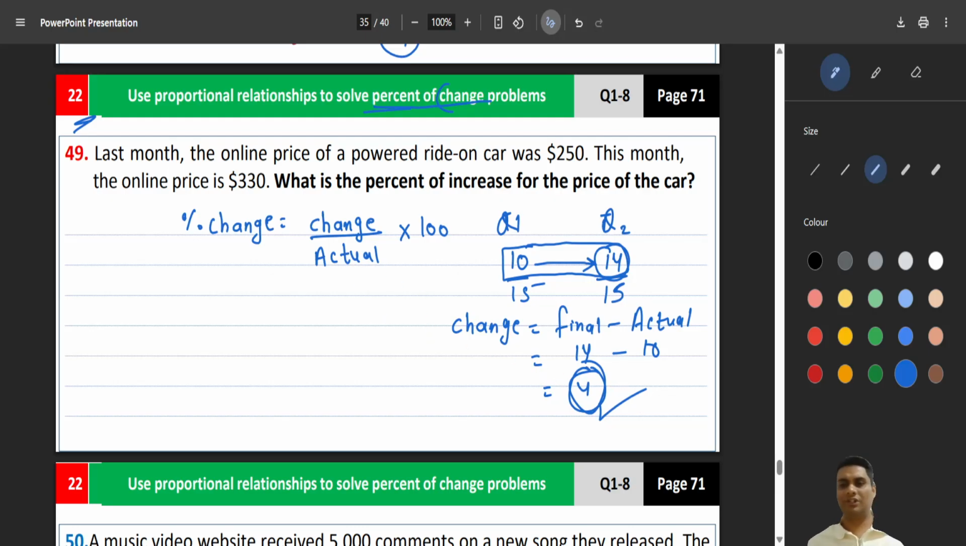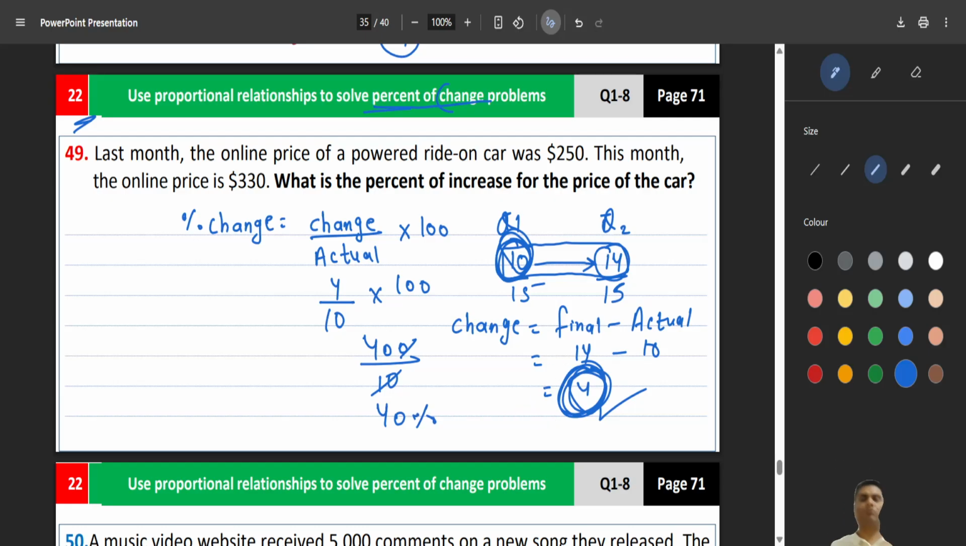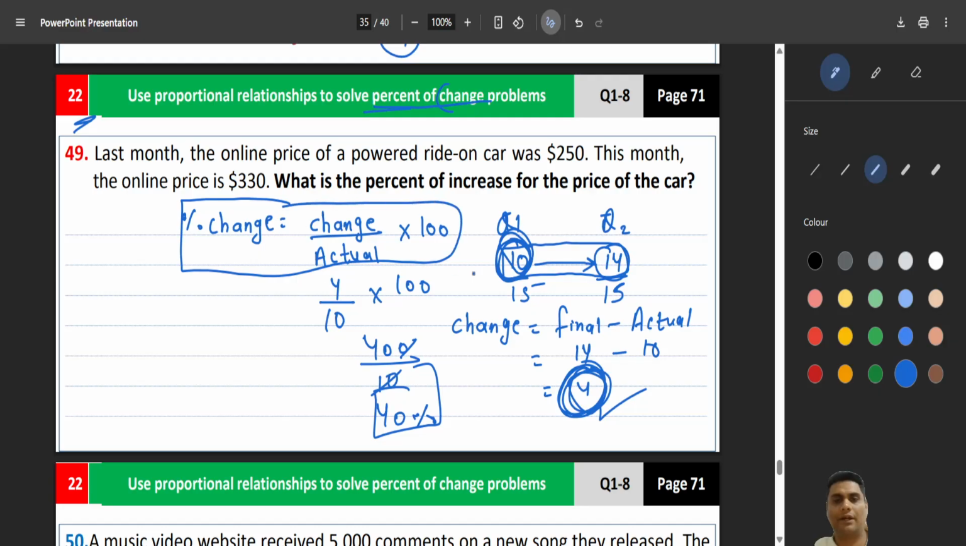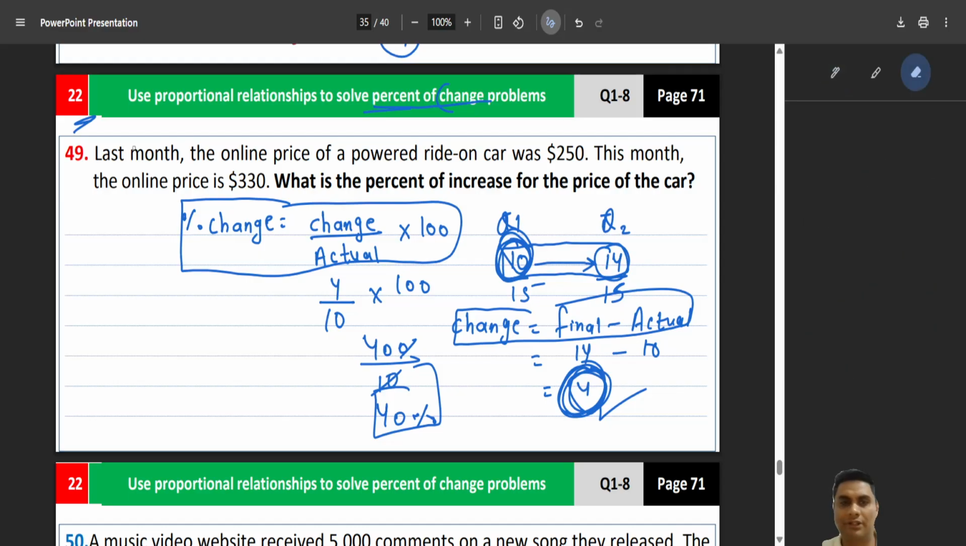How? What is the change here? 4, right? Let me keep 4 up. How many marks did he get the first time? 10. Keep the 10 down. Then multiply by 100. 4 times 100, 400. Divide by 10. 0, 0 cancel. So 40%. This 4 marks is equal to how much percentage? Percent change? 40% change. I hope you understood. Just remember this formula, and also remember how you find the change: final minus actual. Let me erase this and we will try this question here.